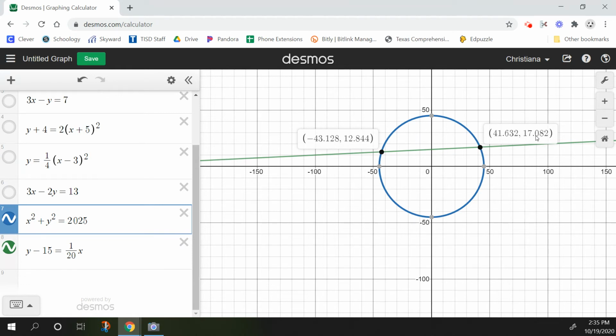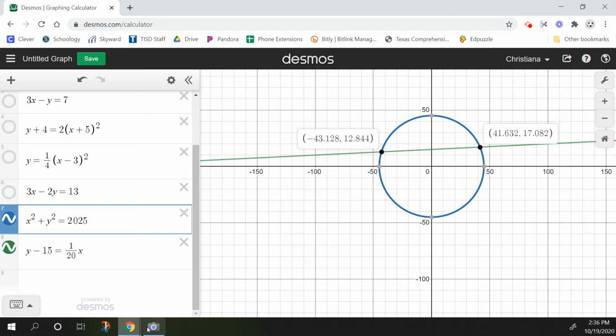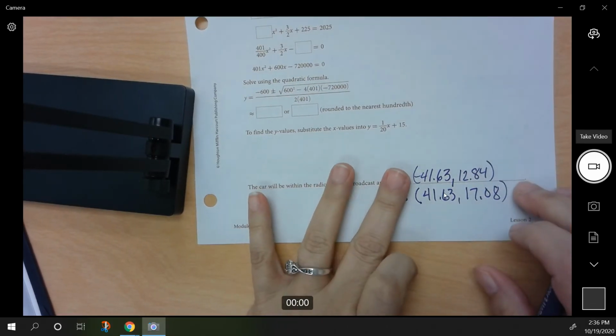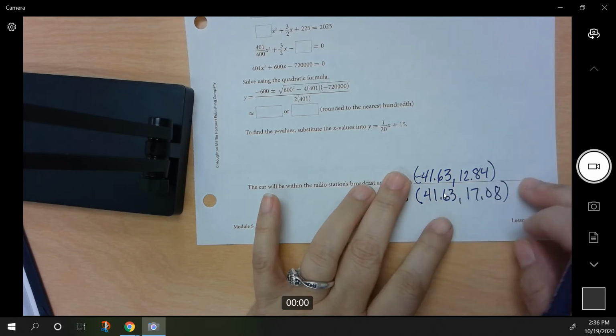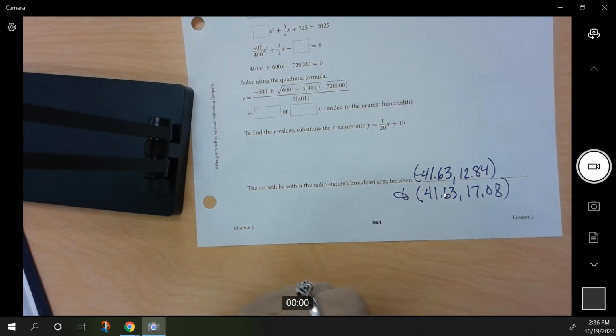So between 41.63 and 12.84 and 41.63 and 17.08. So if you were working in a job where you were trying to figure out a radius of area that something could be going on, you know that your radar is going to detect whatever's going on in this particular area. That's where you're going to receive signals.